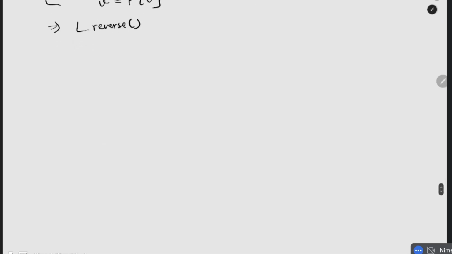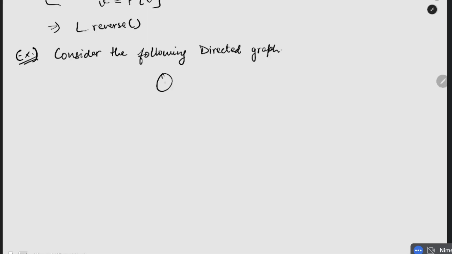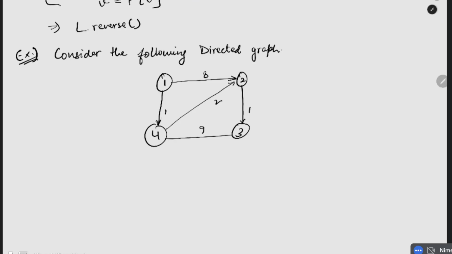So let's go on to the next example. Let's consider the following directed graph, and the graph is this: 1, 2, 3, 8, 1, 9, from 3 to 1, 4.